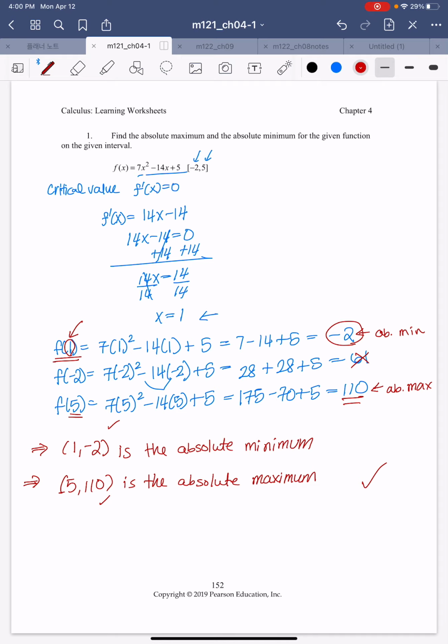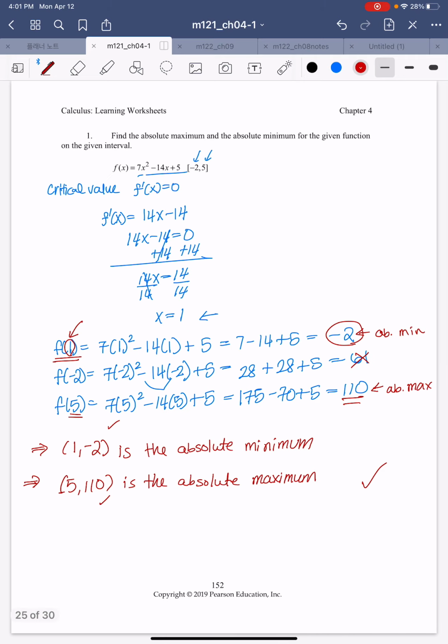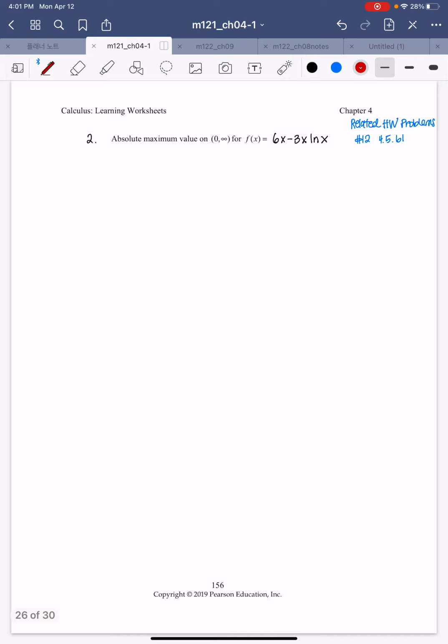Okay. Let's do one more exercise. This is the last example. This time they want you to find only the absolute maximum value of a given function. Same thing, we are going to do the whole process together, and hopefully our critical value ends up being the absolute max. So let's begin, and this is our interval.